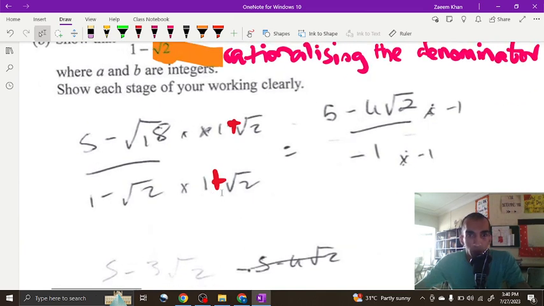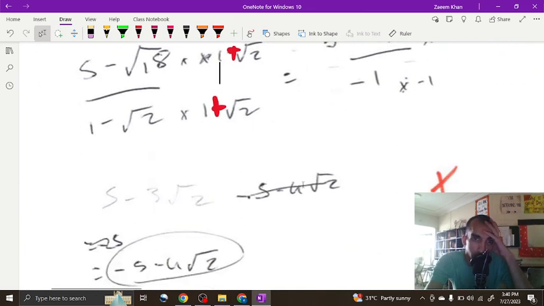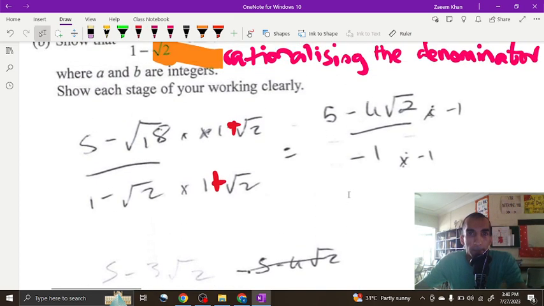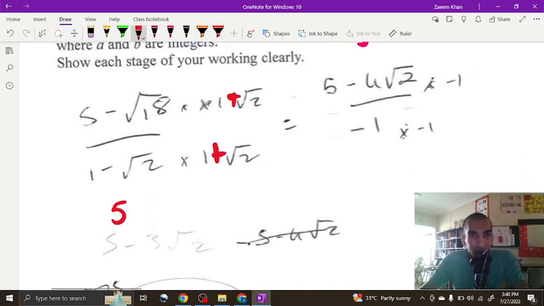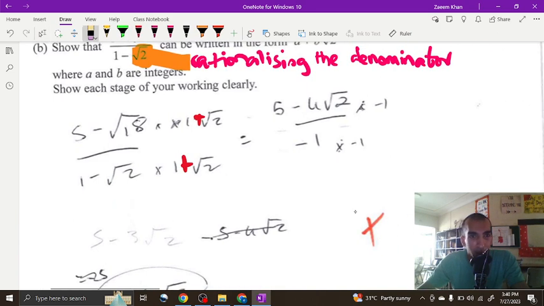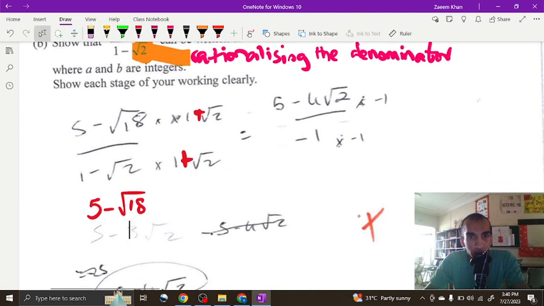Would you be able to help me solve this now? Let's try. Should I write it neatly? Yes, please. 5 minus square root of 18. That's correct. Times 1 plus square root of 2 divided by 1 minus square root of 2, 1 plus square root of 2.